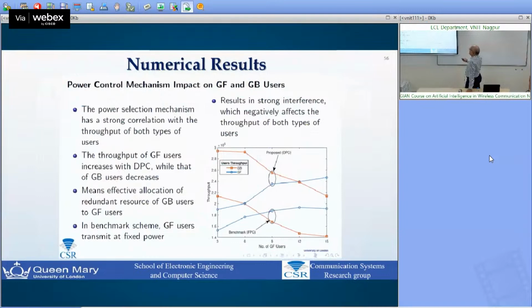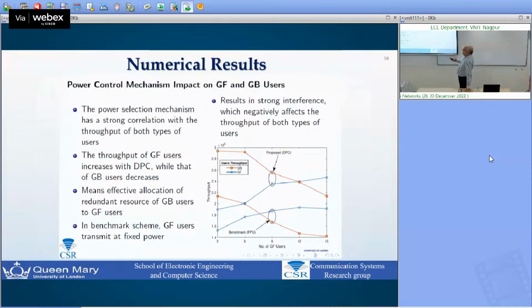It's fine. But the throughput for grant-free will increase, because we are going to have more grant-free users. When we compare distributed power control and fixed power control, since distributed power control has multiple power levels, the throughput of both grant-based and grant-free is better than fixed power control, because when you have fixed power, you cannot control the interference.